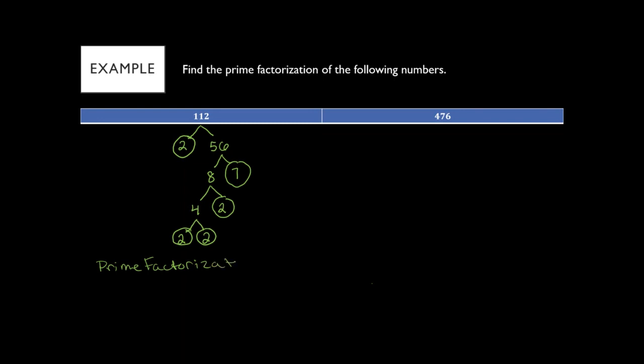So our prime factorization for 112, I'm counting how many 2s I have. 1, 2, 3, 4. So I could write this as 2 to the 4th power because I have 4 2s and then times 7. Or I could write all 4 of my 2s multiplied together and then times 7. But that does start to get pretty long once you have a lot more numbers there.